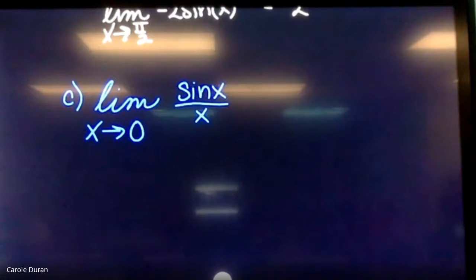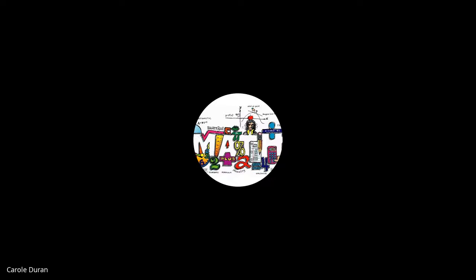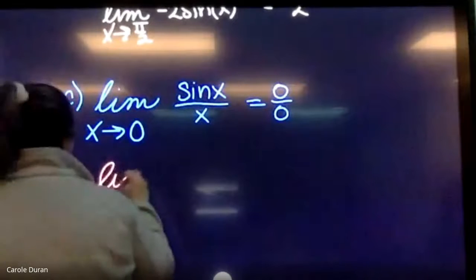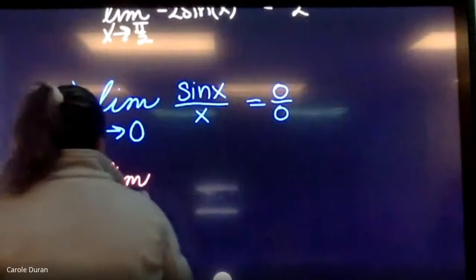Well, that comes out to 0. That comes out to what, Erin? 0 over 0 when I plug it in, correct? Which means I can use L'Hopital's rule, which means I'm taking the limit as x goes to 0 of the derivative of the top over the derivative of the bottom.